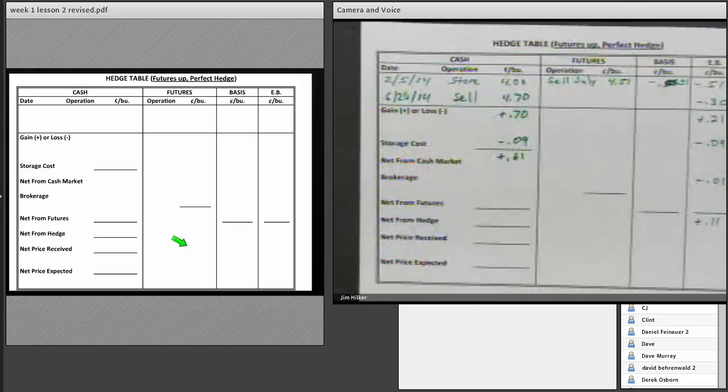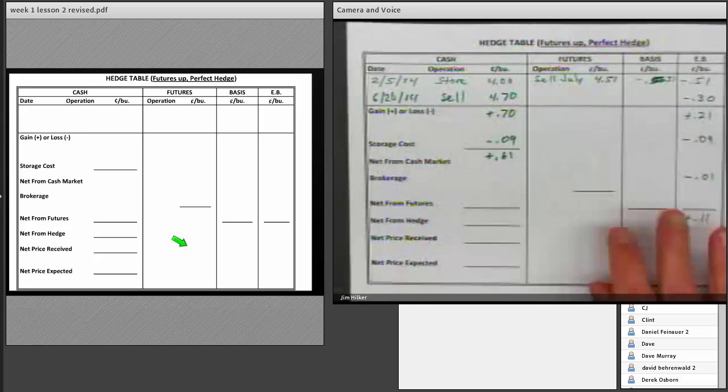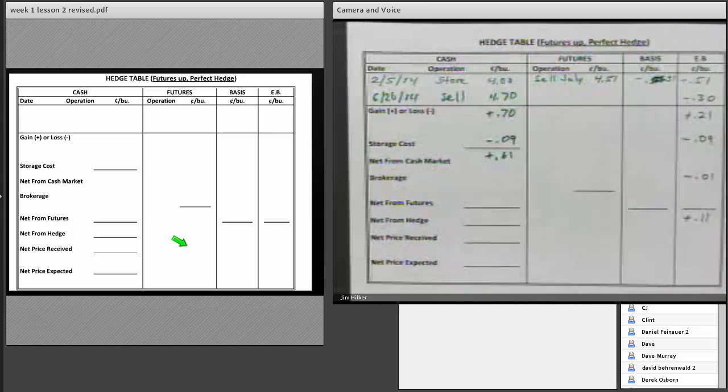Now, this is a case we know right now we wished we had not had. We still had to pay the broker. Now, does that mean you made a mistake? No, you made the best decision you could. We made our plus 11 cents.